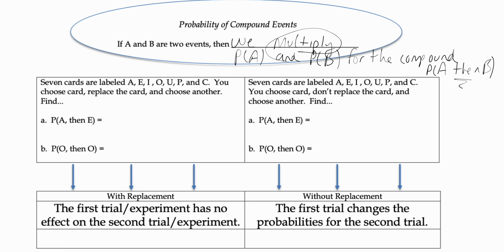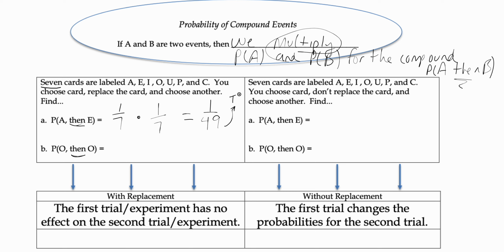So let's take a look at this first example. We have 7 cards that are labeled with A, E, I, O, U, P, and C. You choose a card, replace the card, and choose another. We see the word "then," meaning we're going to need 2 fractions, one for A and one for E. So the first time I reach in, my chance of getting an A is 1 out of 7. It is one of the 7 cards. My chance of getting an E is also 1 of 7. It's one of the 7 cards for a grand total of 49.